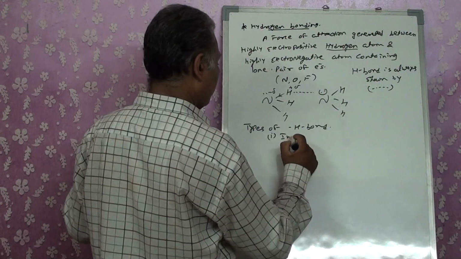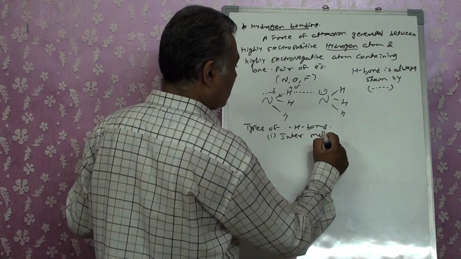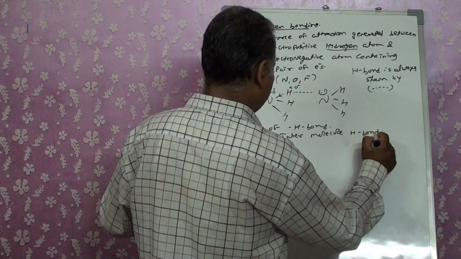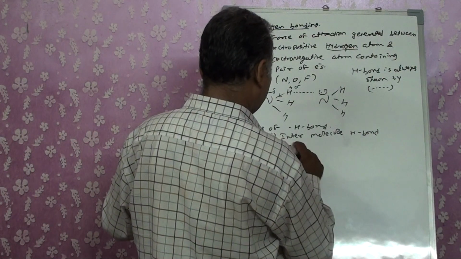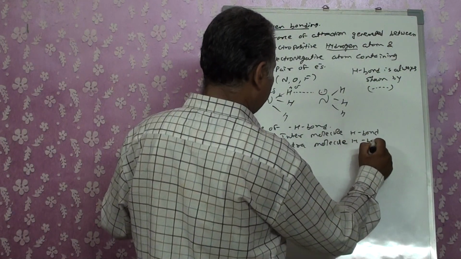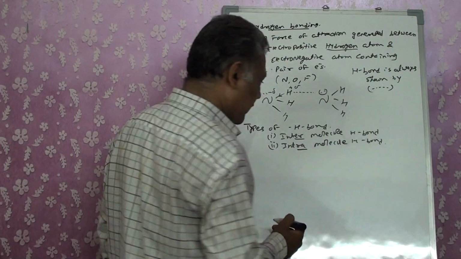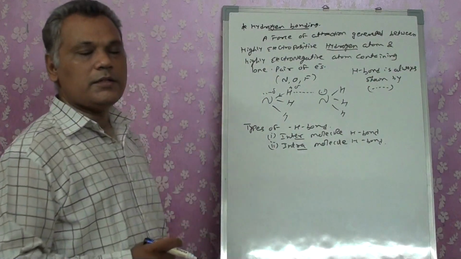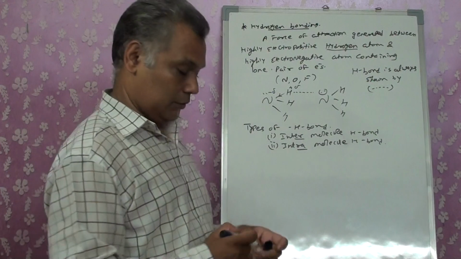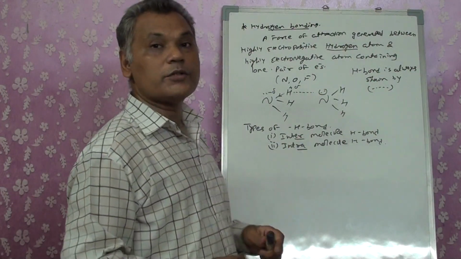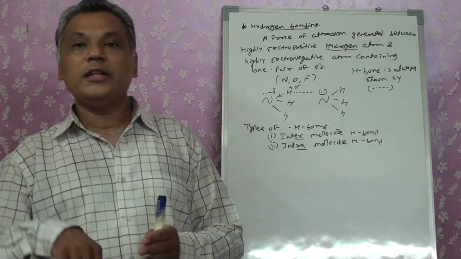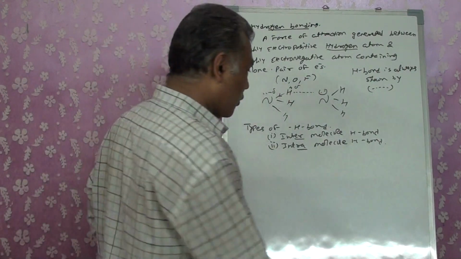First one, inter. And the second one is intra. See what is the difference that I wrote. Only spelling difference. ER, RA. Inter, intra. When you are having a hydrogen bond formed between two different molecules, hydrogen bond between two molecules, we consider it as intermolecular hydrogen bond. When your hydrogen bond is there within the molecule, it is considered as intramolecular hydrogen bond.